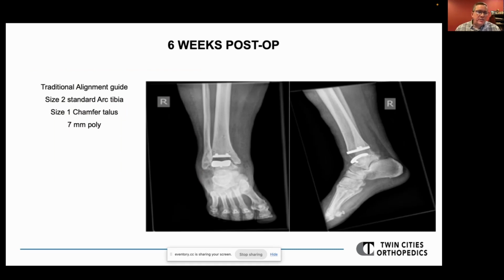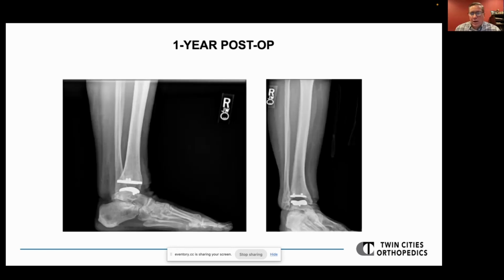She ended up with a size 2 arc standard tibia and a size 1 chamfer talus, a 7mm polyethylene insert. And here she is at 6 weeks. Looks like we've got her well aligned. Seems like her varus is nicely corrected. And she came back at 1 year. She's walking, happy with her results.